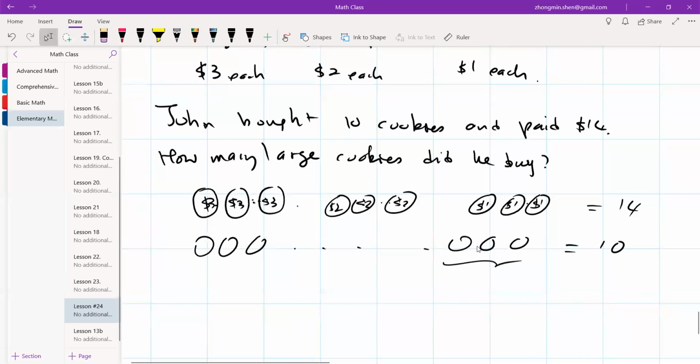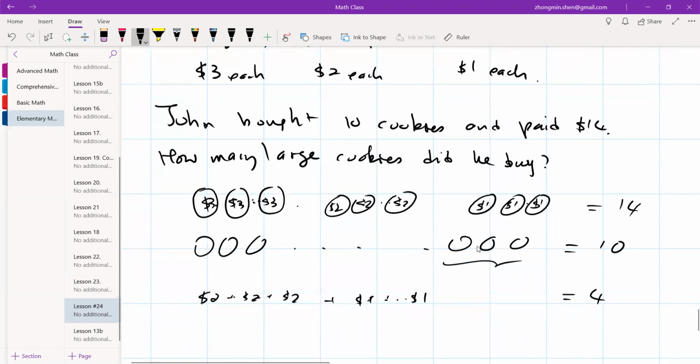If each cookie costs $1, then you have to pay $10. Think about it like that. So now you have to buy some cookies more expensive, some cookies less. So I think here each large gets a $2 increase, and this is $1. The total difference will be $4.